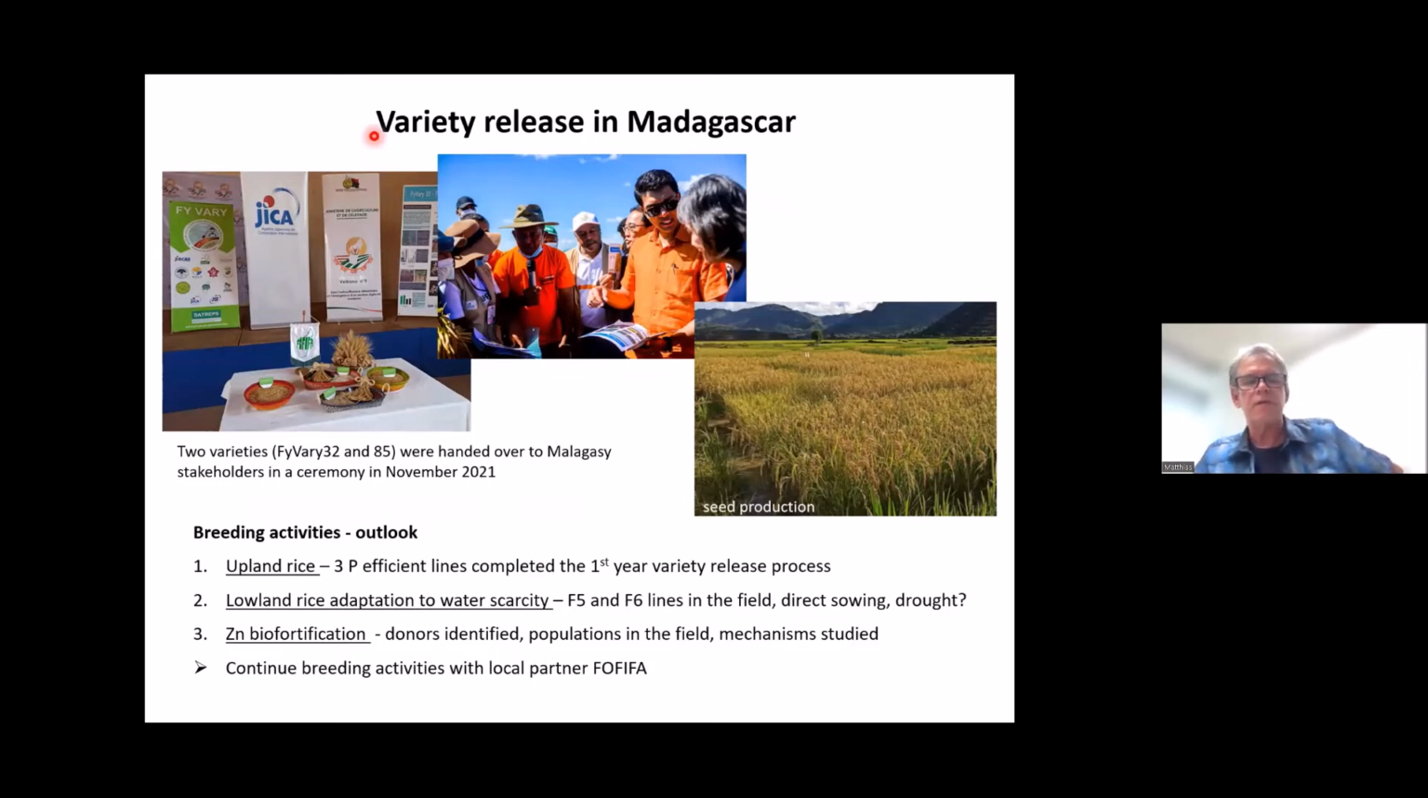At the end of last year, we were actually able to release 2 new varieties. They're called Fivari 32 and 84. Fivari is the name of our big project. They were handed over to Malagasy stakeholders in November last year, and we are now in the process of producing seeds.